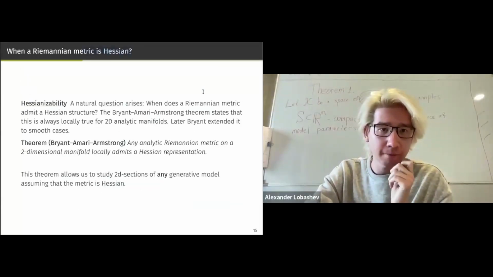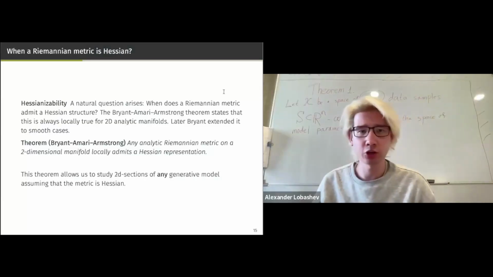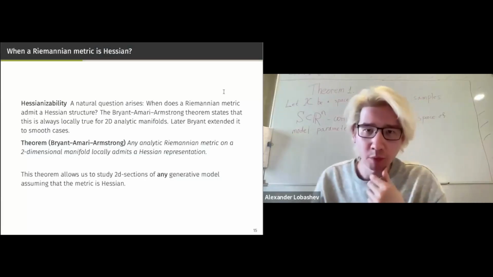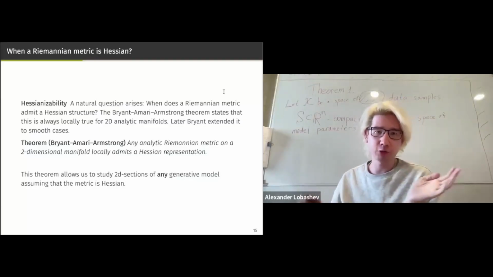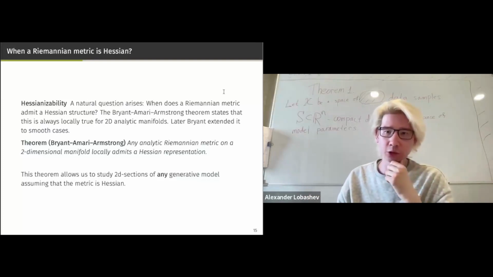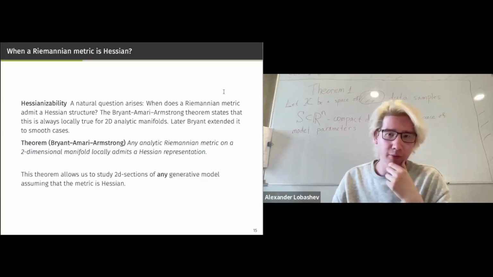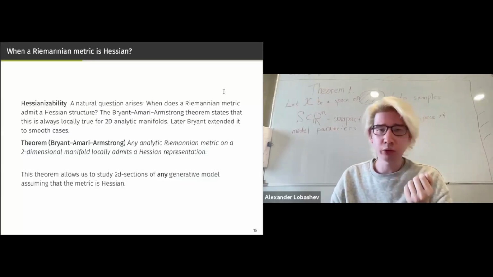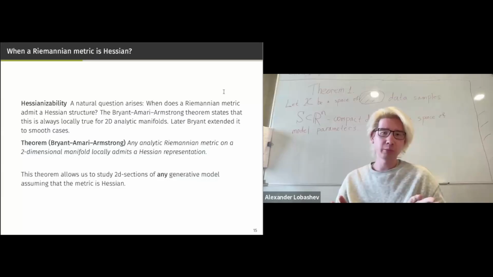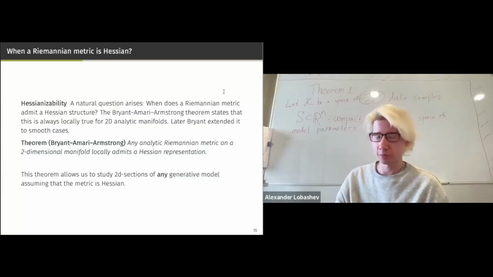Okay, and actually what could we say about a general Riemannian manifold? Because the Fisher information metric is actually defined for any manifold, so we don't have any assumption on the properties of the latent space, on the existence of some flat connection. But the question is, if we have just some Riemannian manifold with some Riemannian metric, will it admit a Hessian structure?